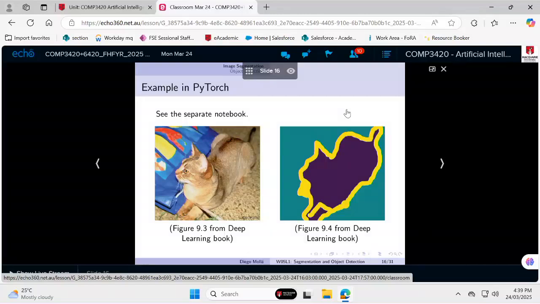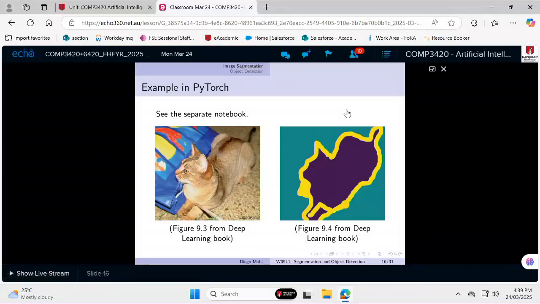Okay, you will see this example in PyTorch, so I will skip this. I'll do a notebook later. But any questions here? No?